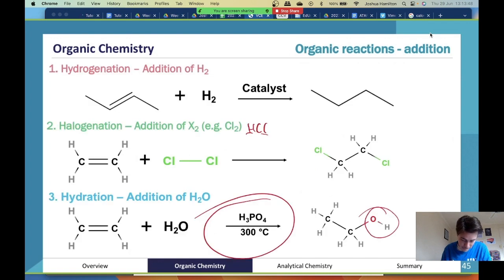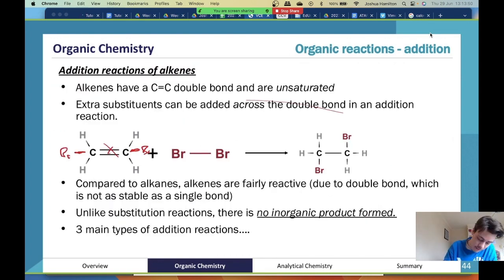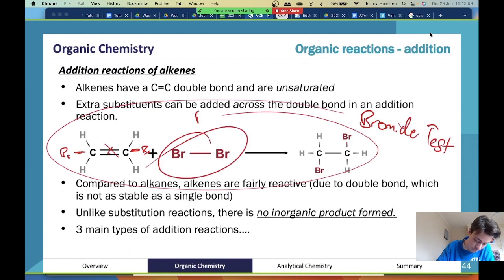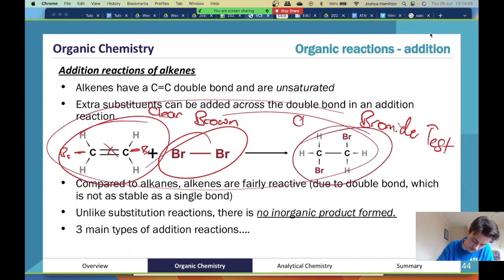Now, beyond that, that's about it. I would also like to talk about this just very briefly. This is what we call a bromide test. This comes up pretty frequently. This, as a liquid, is brown. This, as a liquid, is clear. This, as a liquid, is also clear.